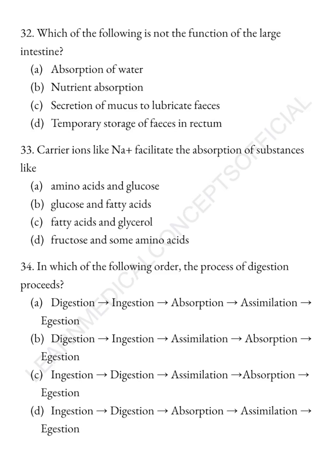Coming to the 34th question, in which of the following order does the process of digestion proceed? Option A, digestion, ingestion, absorption, assimilation, and egestion. Option B, digestion, ingestion, assimilation, absorption, and egestion. Option C, ingestion, digestion, assimilation, absorption, and egestion. Option D, ingestion, digestion, absorption, assimilation, and egestion. And your time starts now. And the correct option is option D.